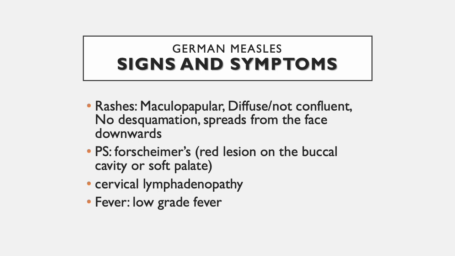And then, the pathognomonic sign is Forsheimer's spot. So that's also the red lesion on the buccal cavity or the soft palate. So it's not really a spot. Okay? So it's called Forsheimer. So it's a lesion. So medyo malapit sa itsura ng Koplik spots din natin. Then it can also manifest as initially as cervical lymphadenopathy. Okay, so kaya isa rin sa mga 'di ba, ina-assess natin would be the lymph nodes.